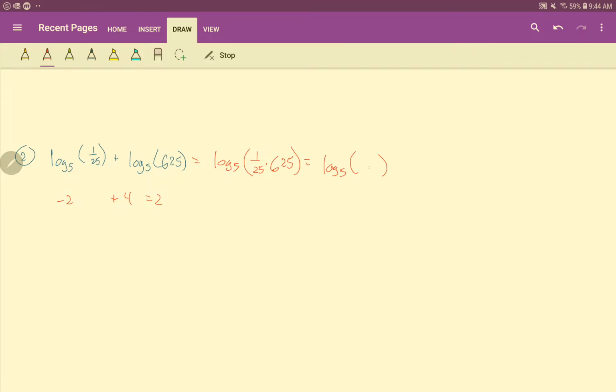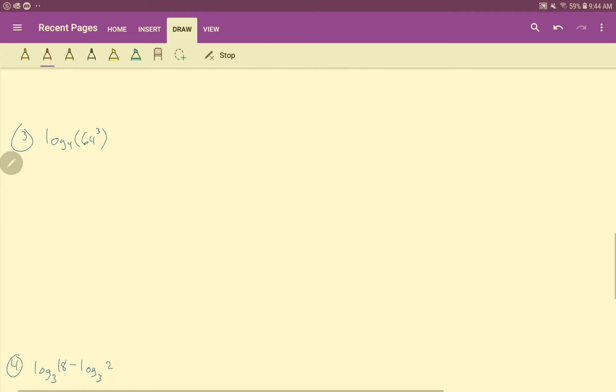No. It will simplify to be 25. Okay? And then now we just take the log base 5 of 25, which is 2. So you see you get the same answer. All right, let's try another one.